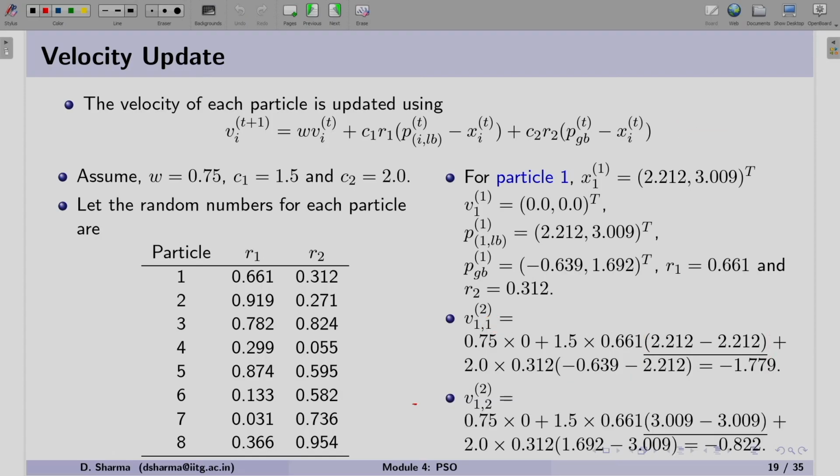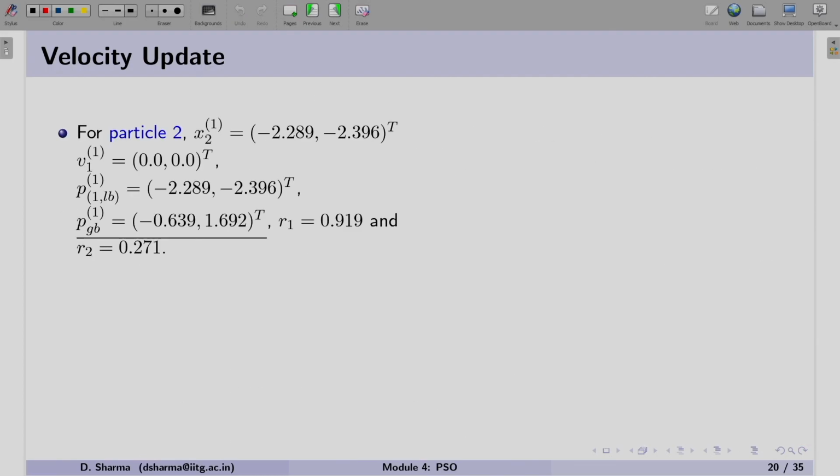Similarly, including the velocity, for the second component we can calculate and we get the second component of the velocity for particle 1 as minus 0.822. Let us perform the calculation one more time for particle number 2.